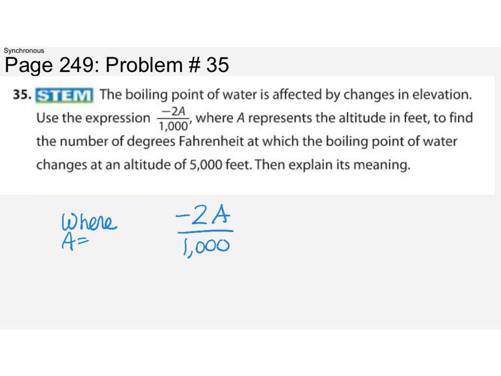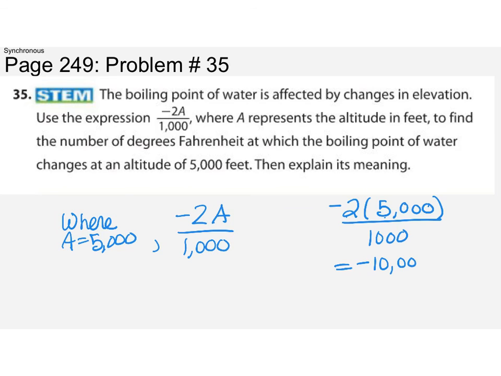Where a equals 5,000. The altitude is 5,000, right? So I'm going to do negative 2 times 5,000 divided by 1,000. And that is equal to, well, negative 2 times 5,000, that would be a negative times a positive, which is negative 10,000, over 1,000. Well, I'm dividing by zeros. When I divide by zeros, I like to cancel out my zeros. And then I'm just left with negative 10.